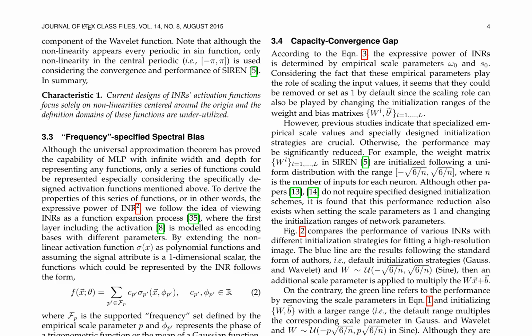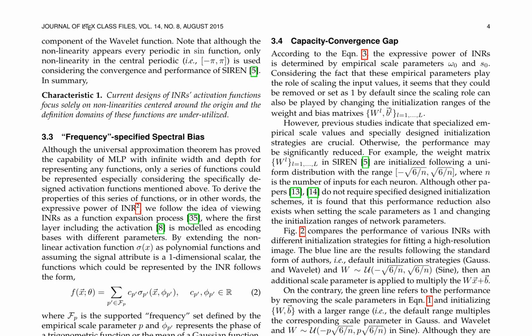The capacity-convergence gap in existing INRs is also discussed, where the function set that INRs can represent can be enlarged by increasing the initialization range of network parameters, but this violates the rule of guaranteeing convergence, resulting in a performance gap between theory and practice.